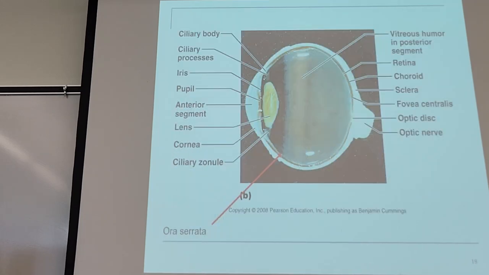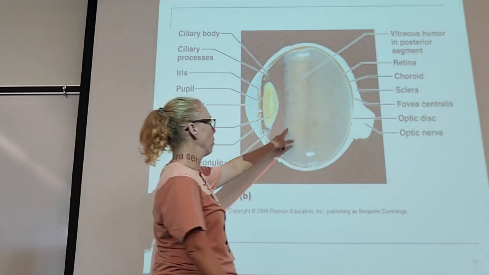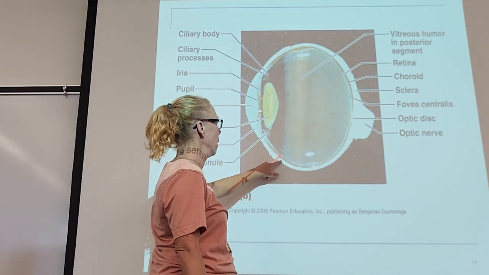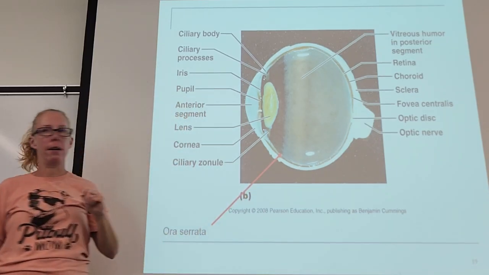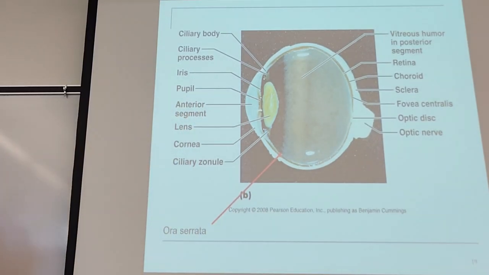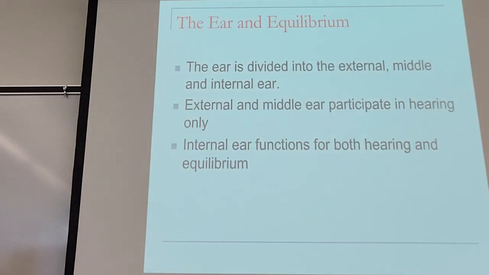Okay. All right, and we'll write that out tomorrow. I just wanted you guys to see ora serrata here. It's just kind of a nice boundary here on a cadaver specimen. Okay, questions about the eye. So not too bad. Most of the structures you already know. You know the cavities, you know the chambers, aqueous humor, vitreous humor, all that good stuff.